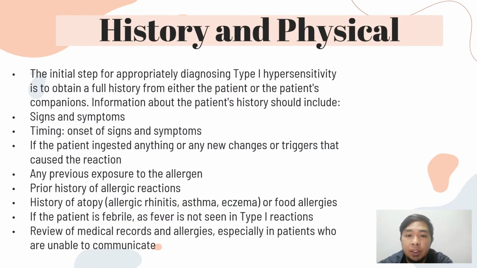History and physical: the initial step of diagnosing type 1 hypersensitivity is to obtain a full history from either the patient or patient companions. Information about the patient history should include signs and symptoms, timing, onset of symptoms, any new changes or triggers that caused the reaction, any prior exposure to the allergen, and prior history of allergic reaction.